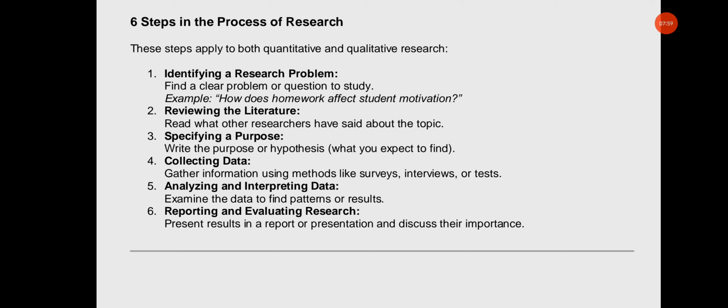Number 4, collecting data. Gathering information using methods like surveys, interviews, or tests. Number 5, analyzing and interpreting data. Examine the data to find patterns or results. Number 6, reporting and evaluating research. Present results in a report or presentation and discuss their importance. So these were the 6 steps in the process of research.